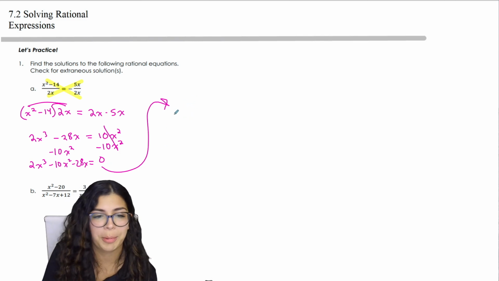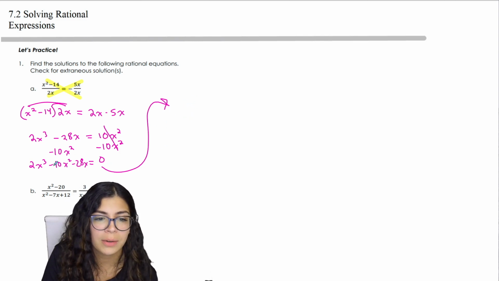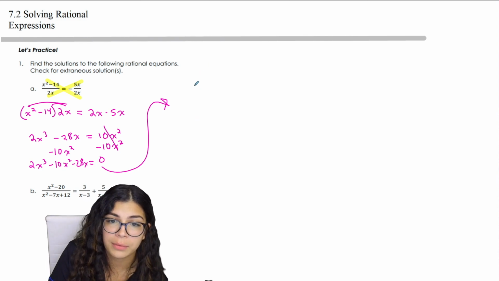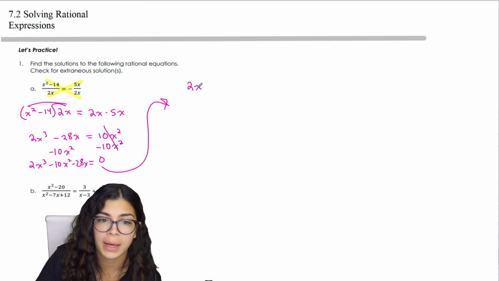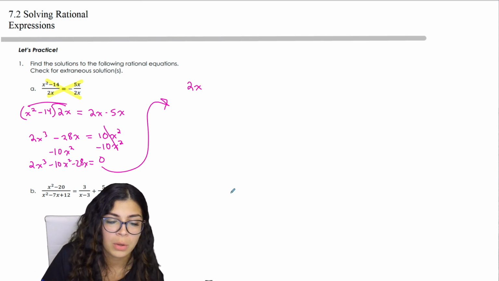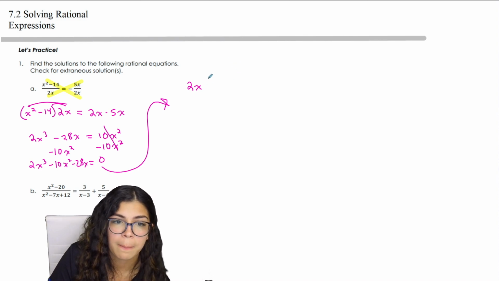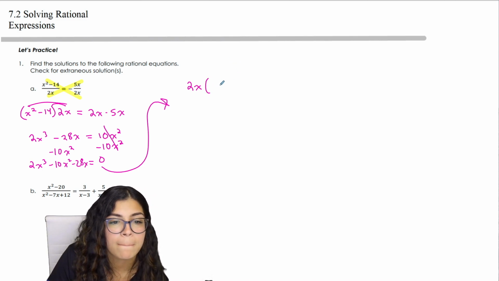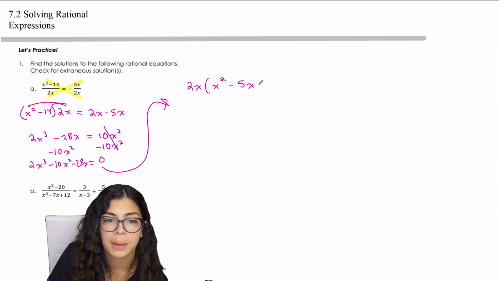And I'm writing it in standard form, that way it makes it easier to factor. And I'm running out of space, so I'm going to bring it over here. We could factor out a 2x from all 3 of those terms. So I'm going to factor out 2x from all 3, which would give me x squared minus 5x minus 14 equals 0.